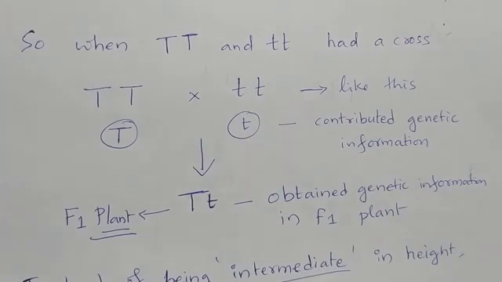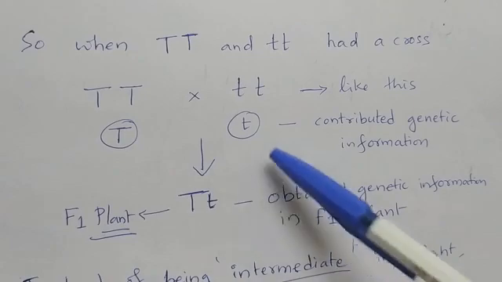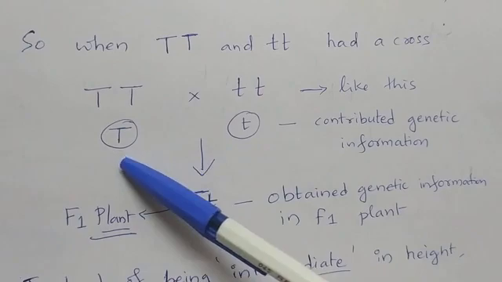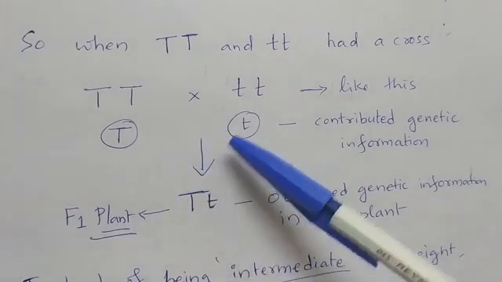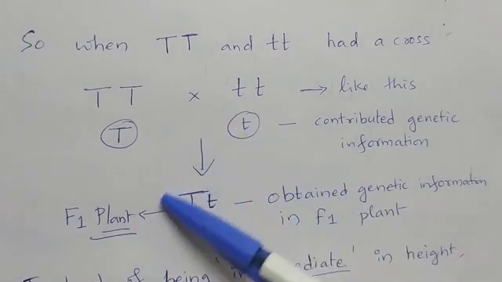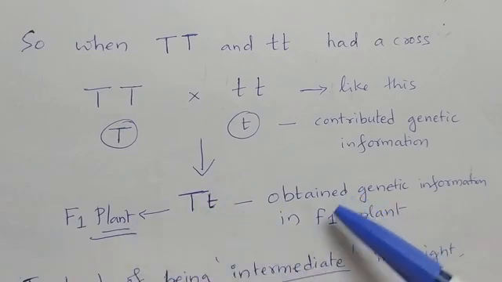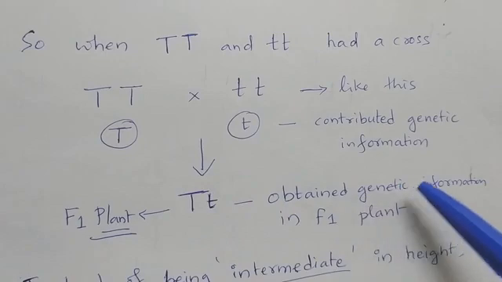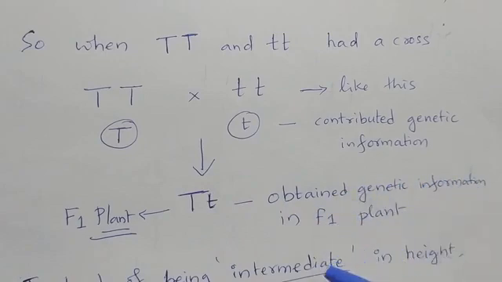So Mendel also thought, without any knowledge during that time, that some information is passed on from one plant and from another plant also, which are taken for crossing. And see, capital T is coming as capital T, and small t is coming as small t. So both of them are combined in the F1 plant. So in the F1 generation, capital T, small t is the obtained genetic information in the F1 plant.